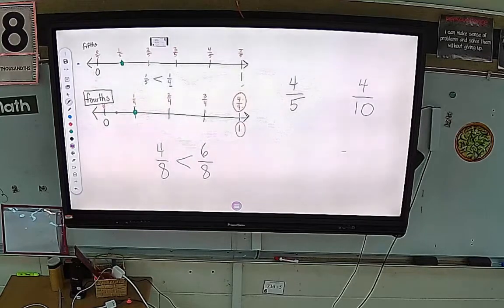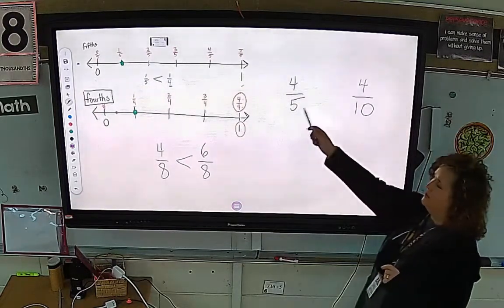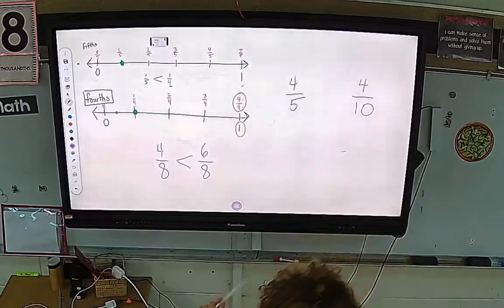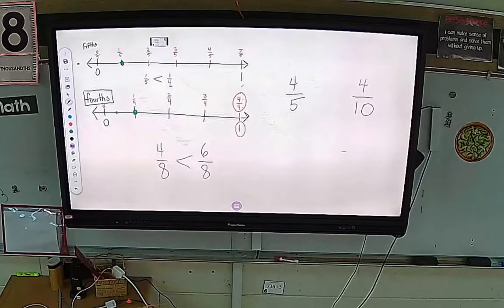I want you to turn and talk to somebody beside you and see if you can brainstorm any ways to tell how these are... how can we tell which one is larger between those two? Okay. Which one's... 4/10? 4/10.